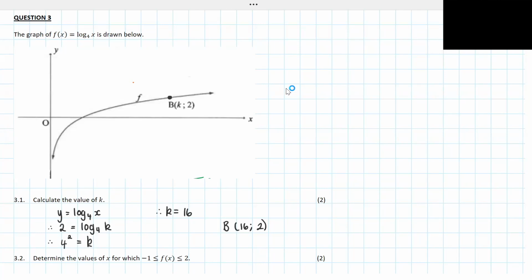So 3.2 now says determine the values of x for which f of x is greater than or equal to -1, but less than or equal to 2. Again, it looks overwhelming and it looks scary, but it isn't. We break down the information that we have.